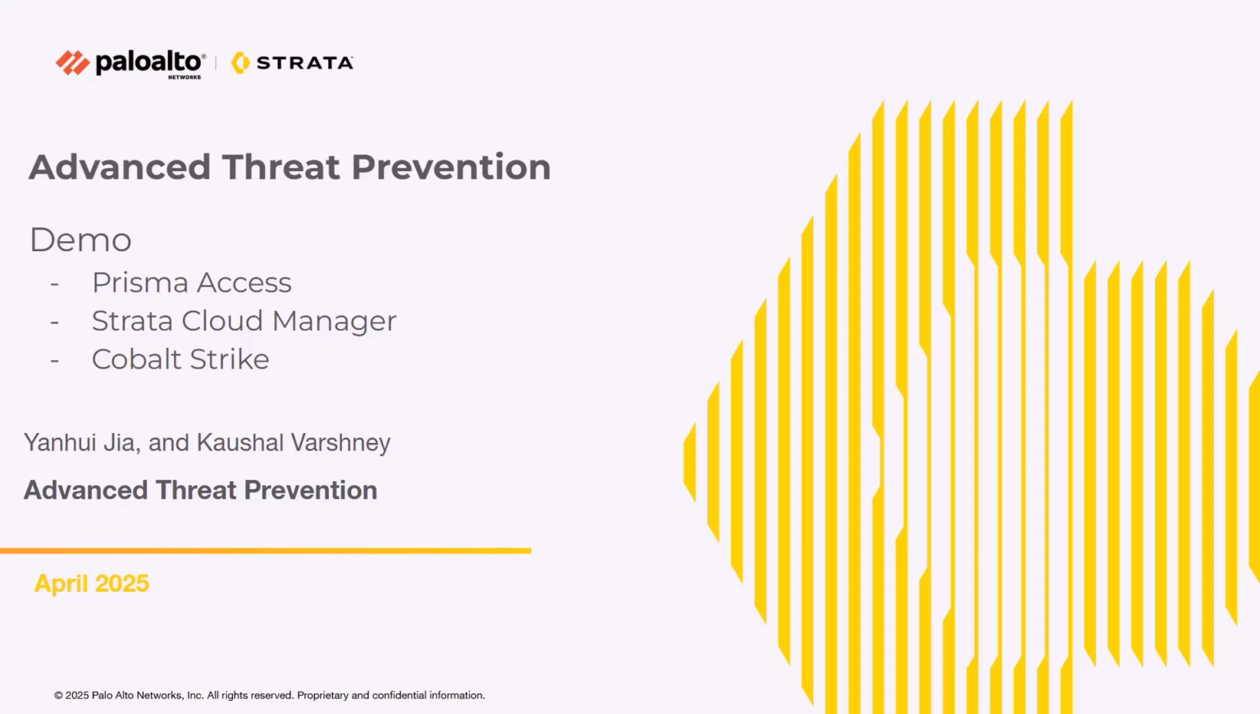Hello and welcome. I am Kaushal Varshney from Palo Alto Networks. In this video, we will see how advanced threat prevention can detect zero-day attacks, crafted and launched using advanced red team tools such as Cobalt Strike. The security solution used in this demo is Prisma Access managed by Strata Cloud Manager.